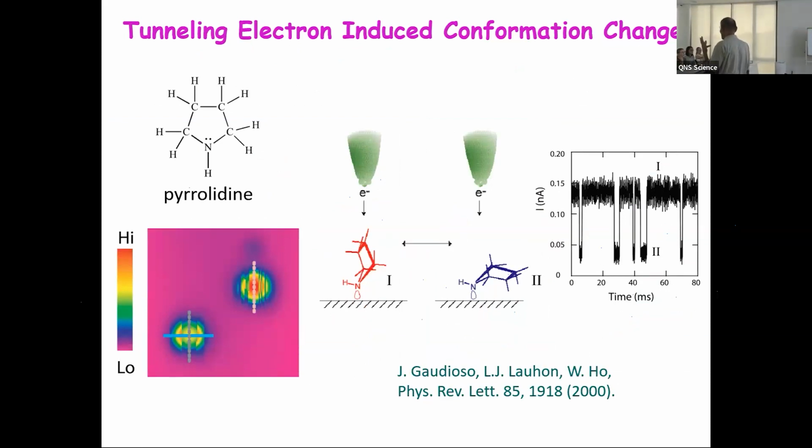This can again be a qubit, because the pyridine exhibits two levels corresponding to standing up, and then you can go to a sort of lying down. You can see the current change. It's very typical two-level switching that you see, in this case a structural, conformational change of these molecules.